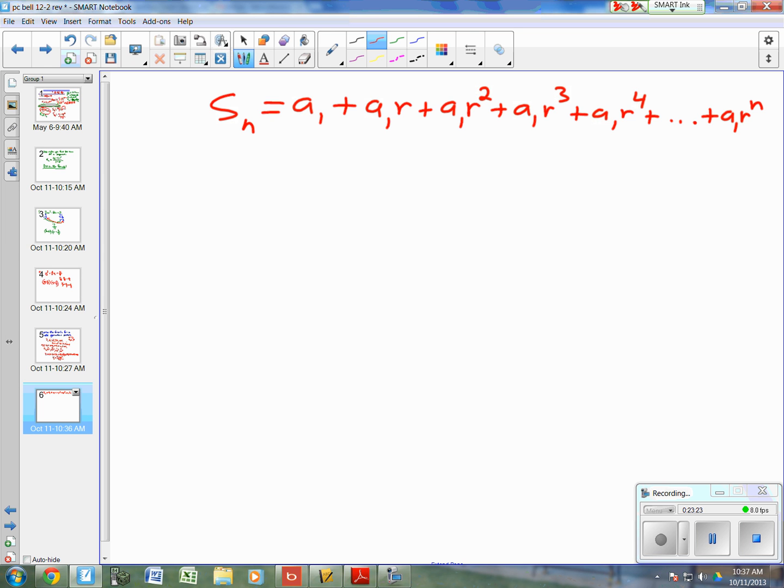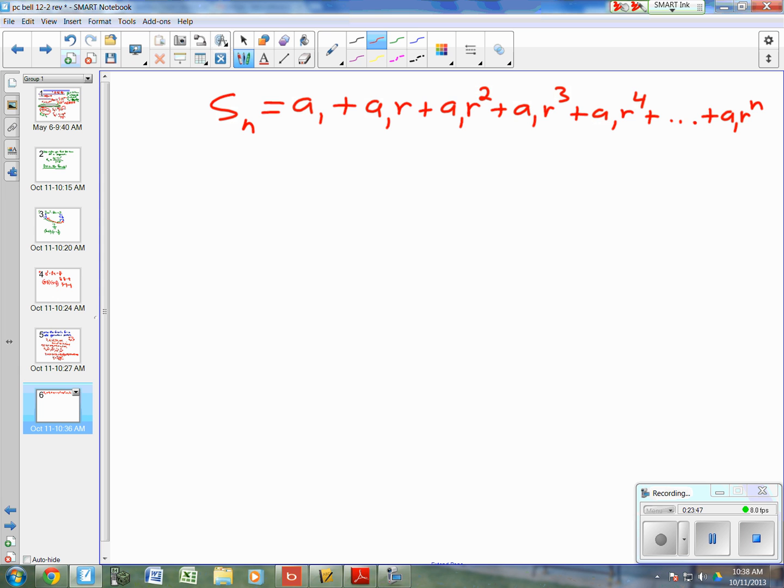How do I get the third term? Okay, I have to times it by another r, which now there's 2 r's, right? a sub 1 r squared. And then another r, a sub 1 r to the third. And then another r, a sub 1 r to the fourth. And then a sub 1 r to the nth power, whatever n is. If it was 10 and so forth, we would do that. Okay?